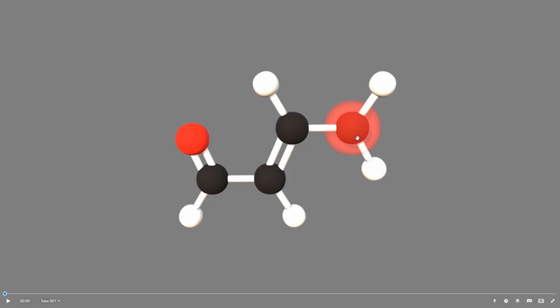And if I was going to show you resonance with a curved arrow configuration, I would use a double-headed arrow to show these 2 electrons forming a new double bond between these 2 carbons.